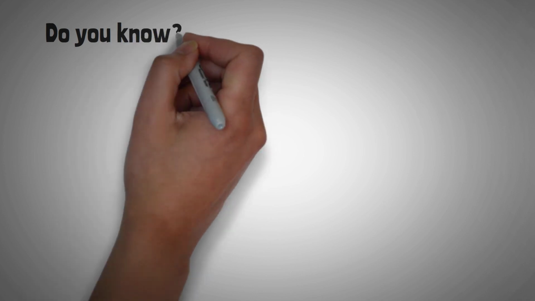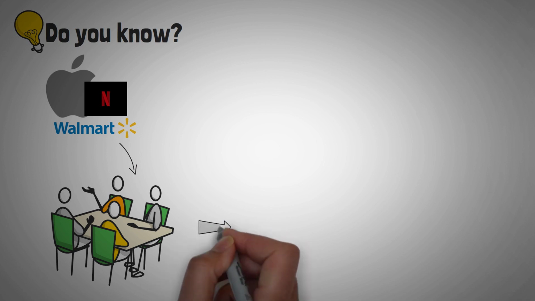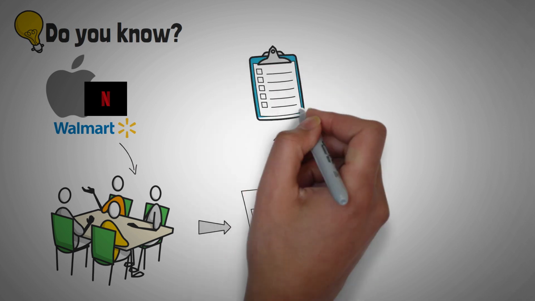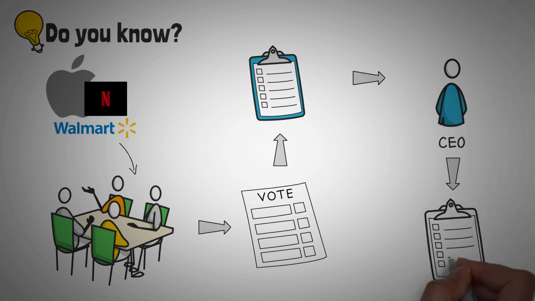Speaking of that, do you know how big companies like Apple or Netflix or Walmart, they all have board meetings? And at these board meetings, shareholders of the companies will meet together and they get to vote and make decisions for the company. And then the CEOs of those companies get to make sure that the decisions are actually followed through using the chain of command in that company.